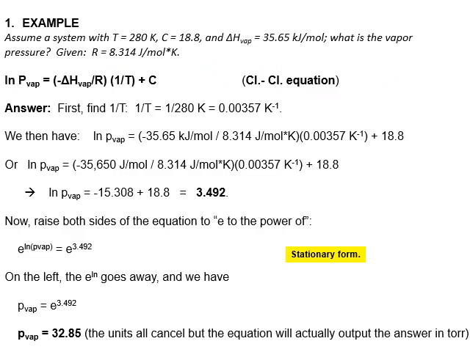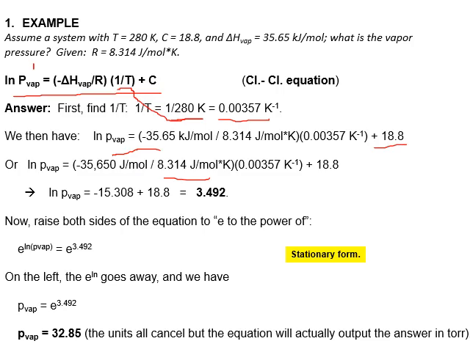So here's our equation, and we know everything except this. But that's what we're trying to find. So delta H of vaporization, we want to convert this from 35.65 to 35,650 joules per mole, divided by R, always 8.314 in this type of problem. And then 1 divided by 280 is 1 over T. That's this part right here. So 1 divided by 280, and I wrote it out as 0.0357 K to the minus 1. And then just add on at the end your C.